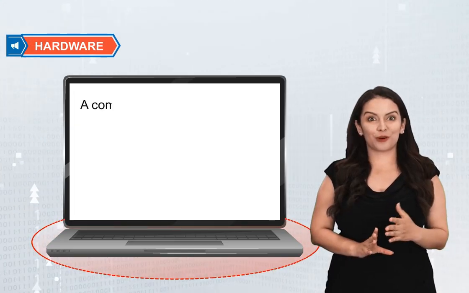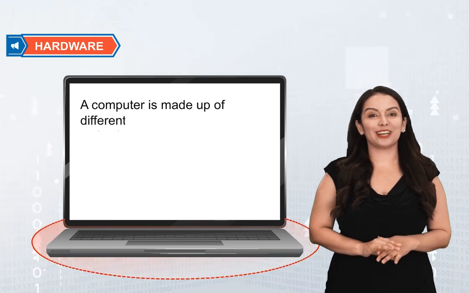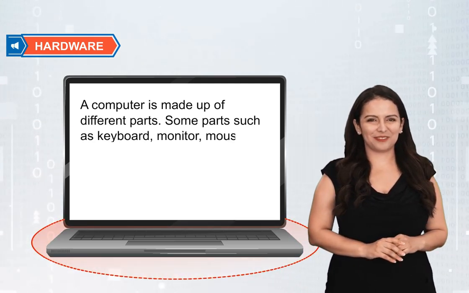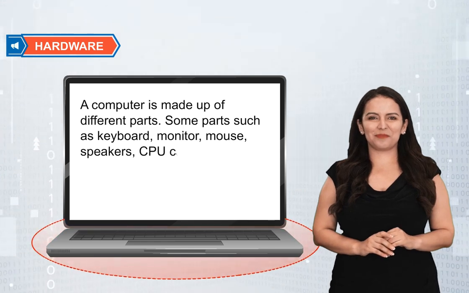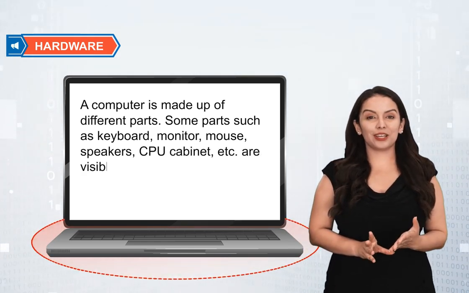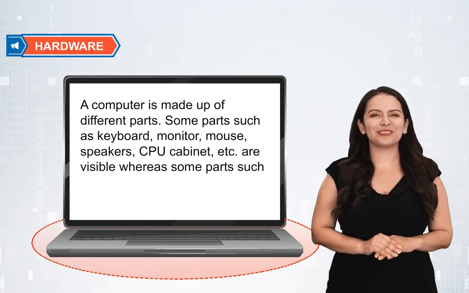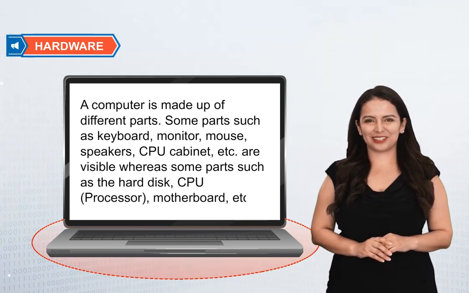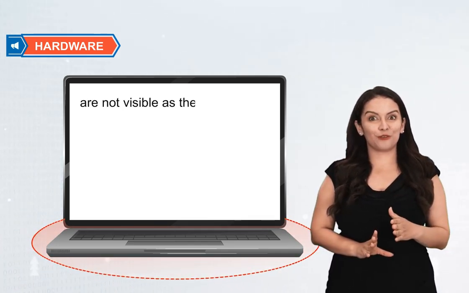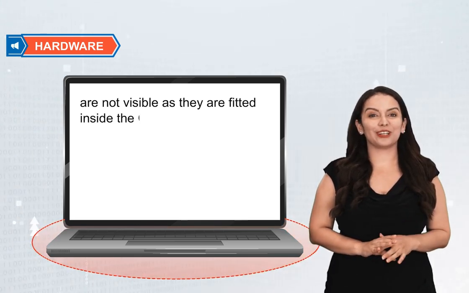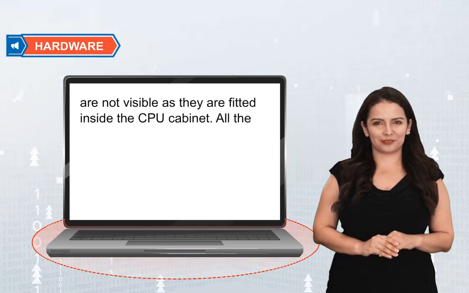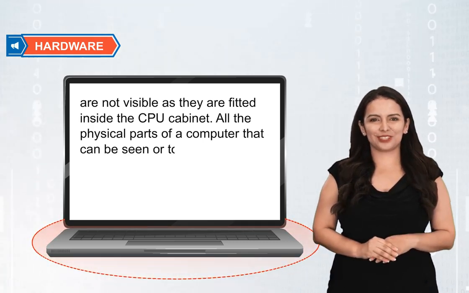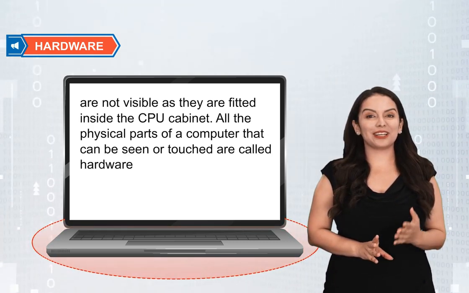Hardware. A computer is made up of different parts. Some parts such as keyboard, monitor, mouse, speakers, CPU cabinet, etc. are visible, whereas some parts such as the hard disk, CPU processor, motherboard, etc. are not visible as they are fitted inside the CPU cabinet. All the physical parts of a computer that can be seen or touched are called hardware.